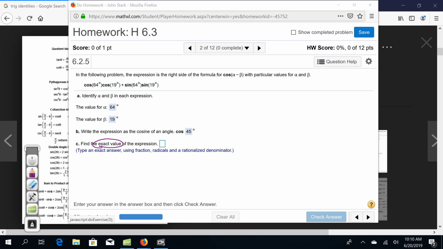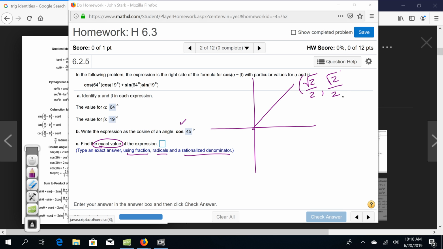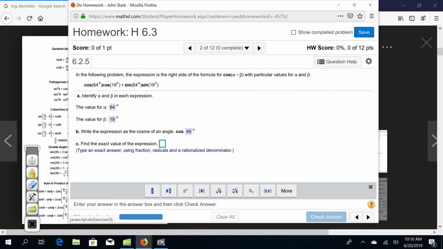Now if we move on to the last part, it says to find the exact value. And notice it says type an exact answer using fractions, radicals, and a rationalized denominator. In other words, we don't want radicals in the bottom. We're going to look at cosine 45. And cosine 45 is at this point right here on the unit circle. Remember that cosine is the x value, right? Cosine's the x value here. So the answer that I type in the box is going to be square root of 2 over 2.